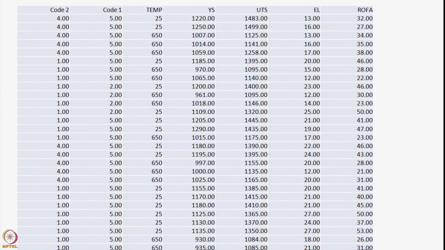So here, for an example, I have taken some data. This data actually comes from the mechanical properties, or the strength properties, of a super alloy. Here you can see that there are a couple of codes given to the data. There is a temperature attached to the data. This is the yield strength property of the data. This is ultimate tensile strength. This is elongation and this is reduction of area. Both of these are in percentage.